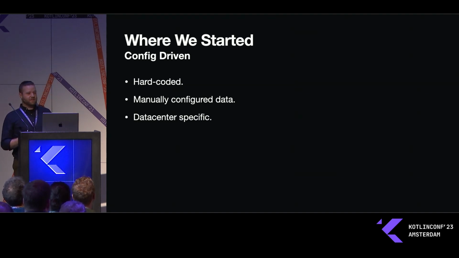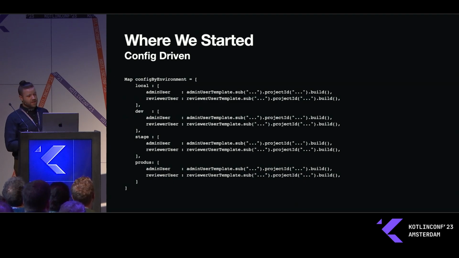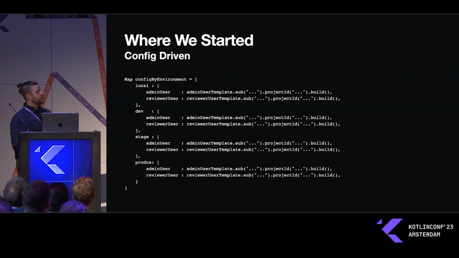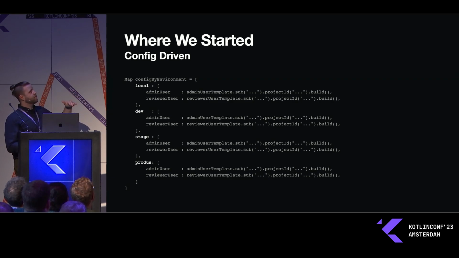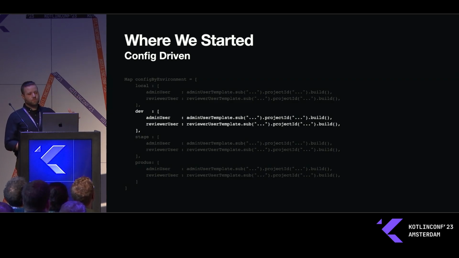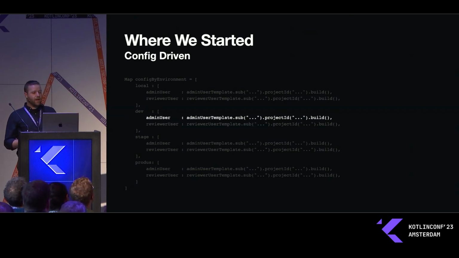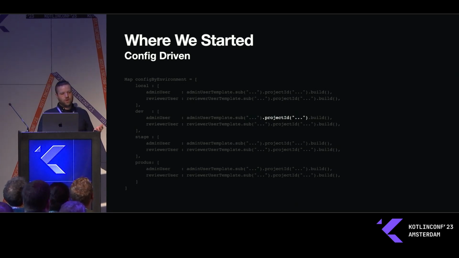Obviously, this is not a great idea, but let's take a look at what this did look like. We wrote a lot of our tests in Groovy at the time, and so we had this map of maps where we had each environment listed and then the information about users in that particular environment. For an admin, we'd have their ID listed as the subject of a JWT, and part of that JWT would have the project ID that they were associated with.